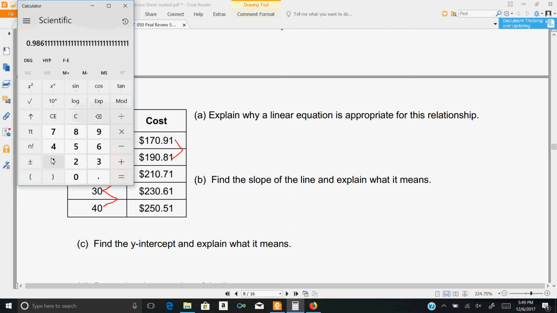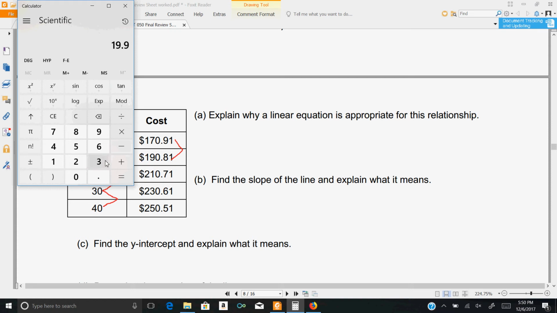So I take 190.81 and I subtract 170.91, and I get 19.90. The calculator doesn't know it's cents, so it didn't know to put the 0 there, but that's 90 cents.